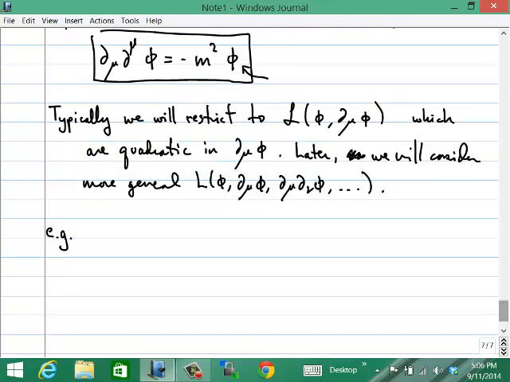So a second set of examples would be the example of electromagnetism. You can think of electromagnetism as a field theory where you have four fields that are these electromagnetic field strengths, A_μ.